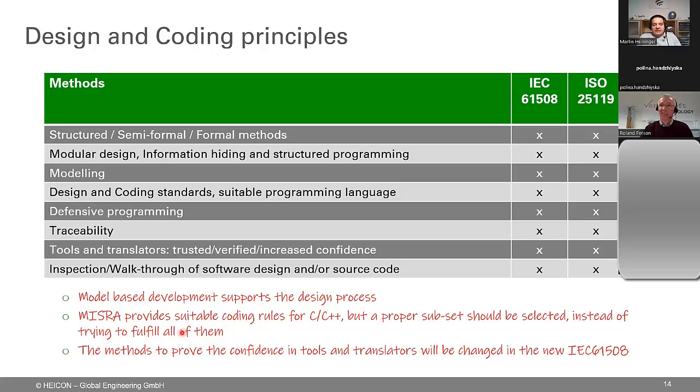Justify the rules you are using in the coding standard, and the standard does not tell you which rules you have to use. It's your freedom. Some of the standards mention some coding rules, but not all. It is your freedom, you decide, you justify it. And the methods to prove the confidence in tools and translators will be changed in the new 6158. This is to be remembered, as this point is going to be more precise, more concrete. So be careful and keep an eye on it if the new standard is there and it's applicable for you.